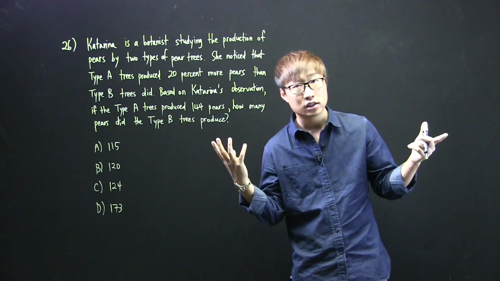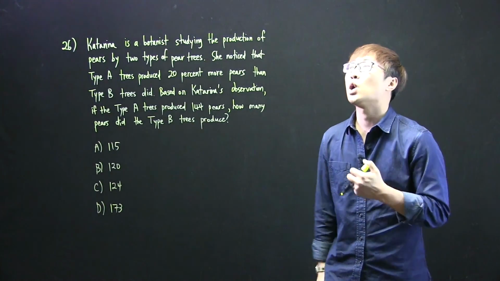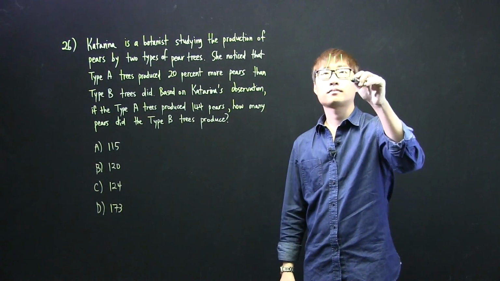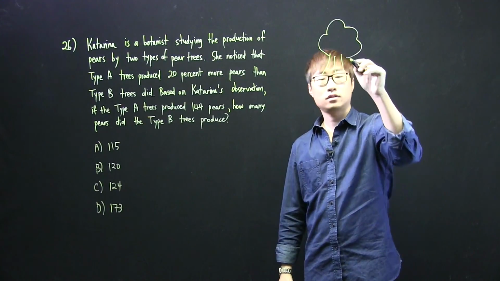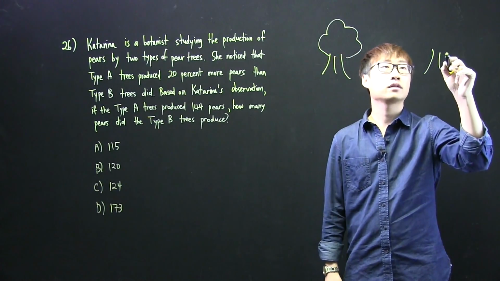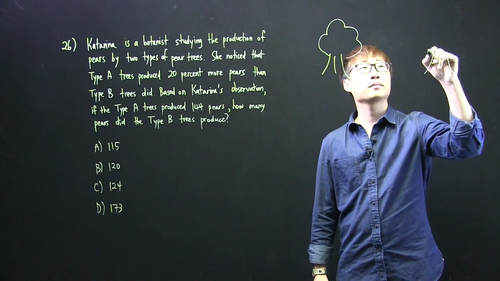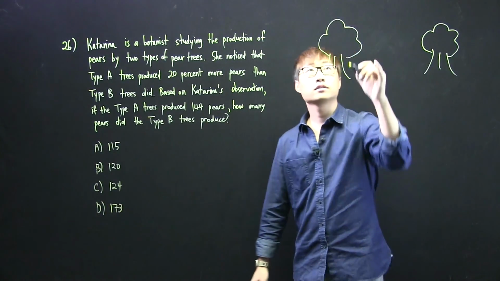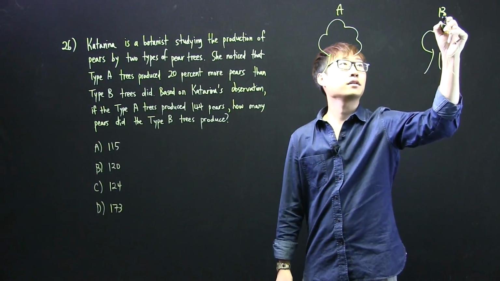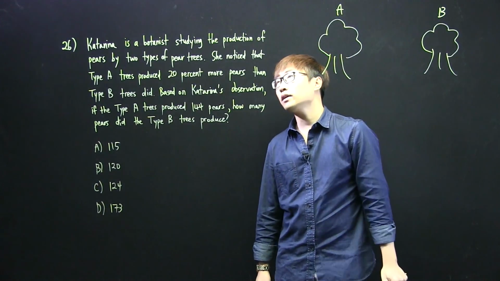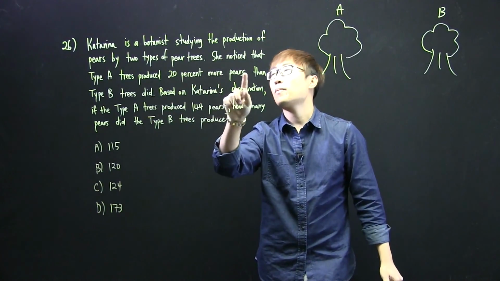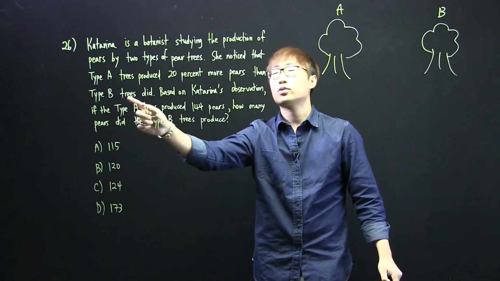Because pictures are much easier to look at than numbers, right? So let me just draw 2 trees. That's a very terrible tree, but who cares. I'll draw A just a little bigger because apparently it produced a little more. Yeah, so something like that. Okay, so that's type A and that's type B. What did they say about it? They said type A trees produced 20% more pears than type B trees did.